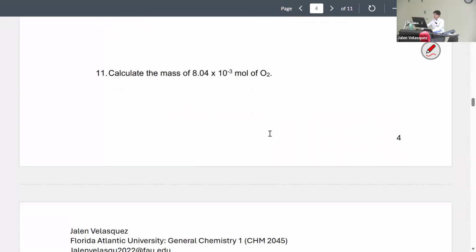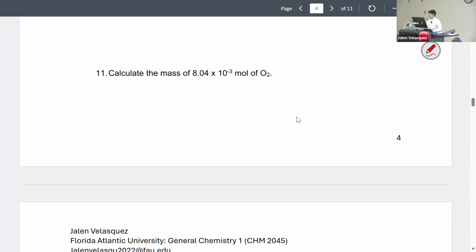All right, number 11. Calculate the mass of 8.04 times 10 to the negative 3 moles of oxygen. So what kind of a conversion does this sound like to you? Good, moles to grams. I'm giving you the moles of oxygen. I want the mass or the grams of oxygen.